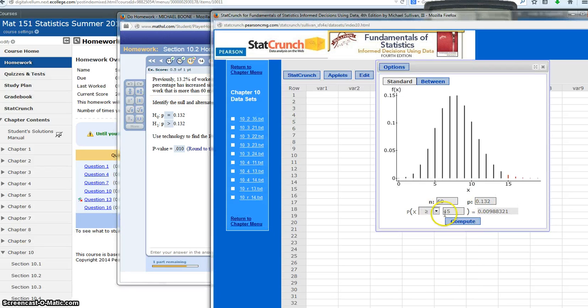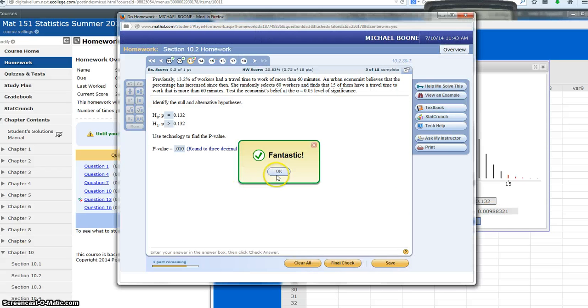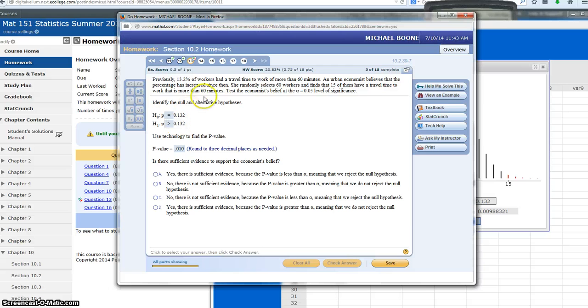And there's my probability. Again, since this one is less than an alpha of 0.05, I do have sufficient evidence, so yes, because the p-value is less than alpha.